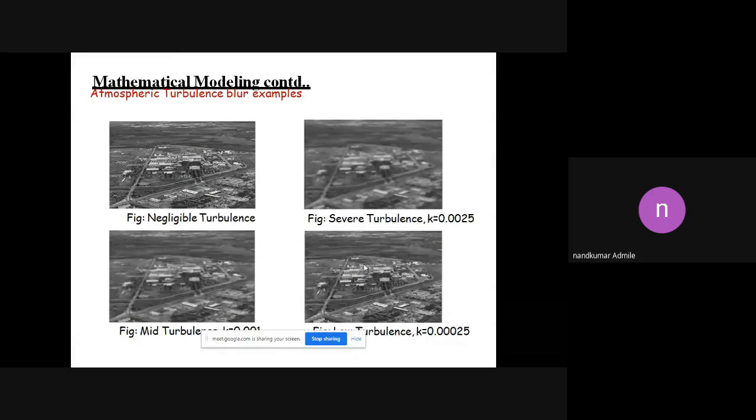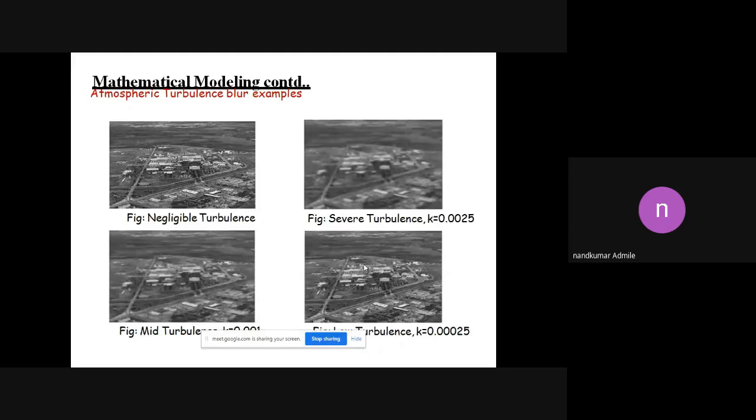The first one is observation, the second one is doing a simulation, that is called an experiment, and the third one is mathematical modeling. In mathematical modeling, we can use the noise factor, or we can call it the turbulence factor. Depending on the value of turbulence, we can easily observe the change in the image, the change in noise level.